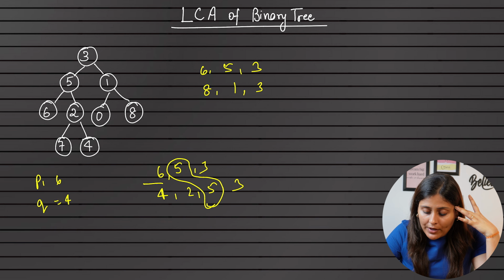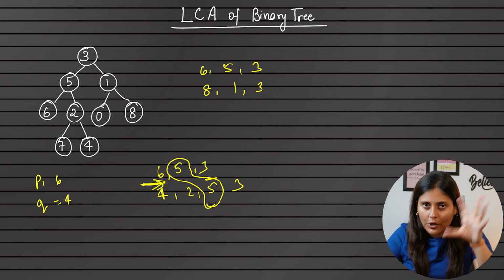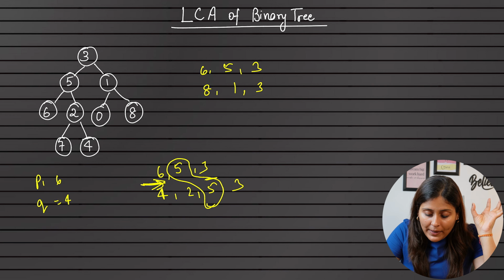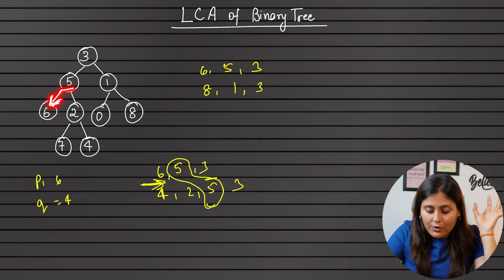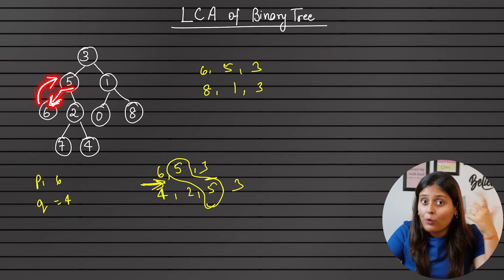So what are we doing? We are going from that P node up to the ancestors, and how is it possible, because from a parent we can go to a child, but from a child if we want to go to the parent, how to do that?